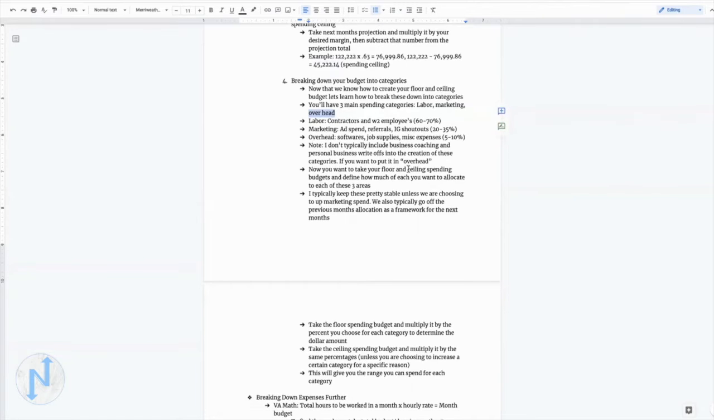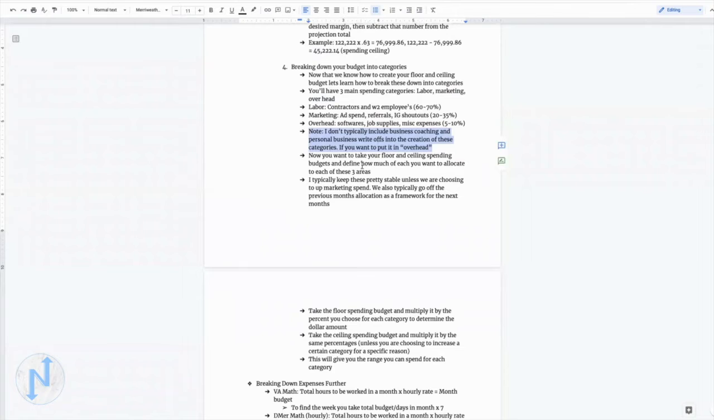Okay. Note, I don't typically include business coaching and personal business write-offs like health insurance, rent, and business dinners. I don't typically put them in any one of these categories. I kind of just put them all away on their own island. If you don't feel comfortable doing that and you want to put it in a category, you can put it in the overhead category underneath miscellaneous expenses.